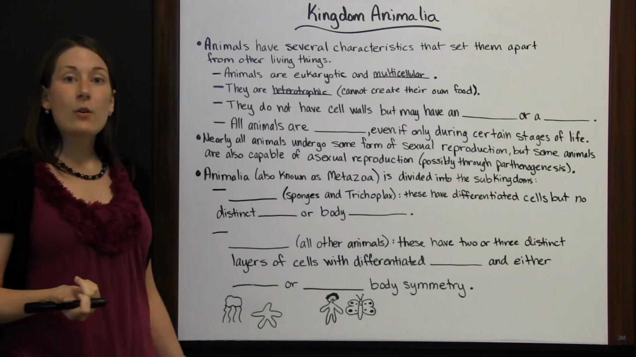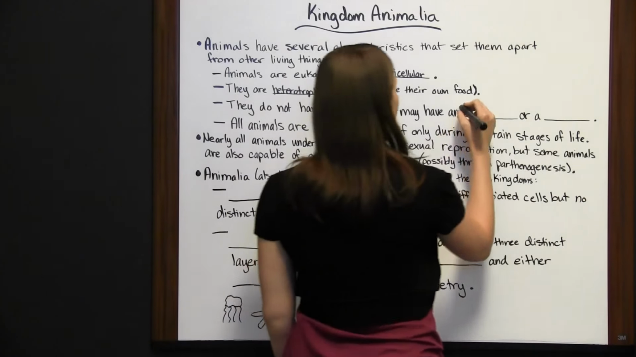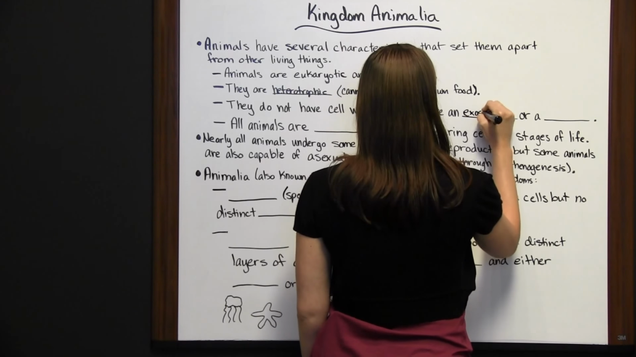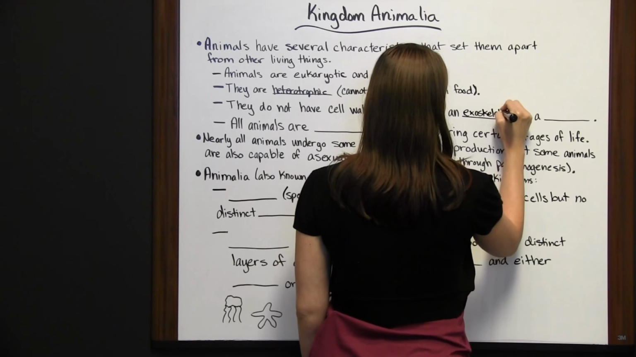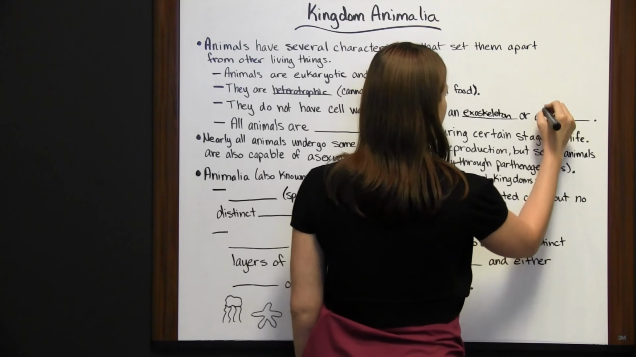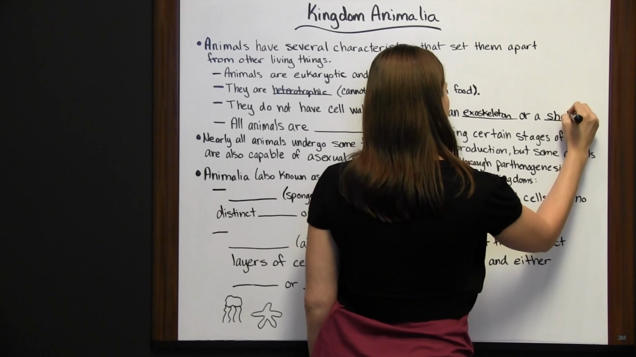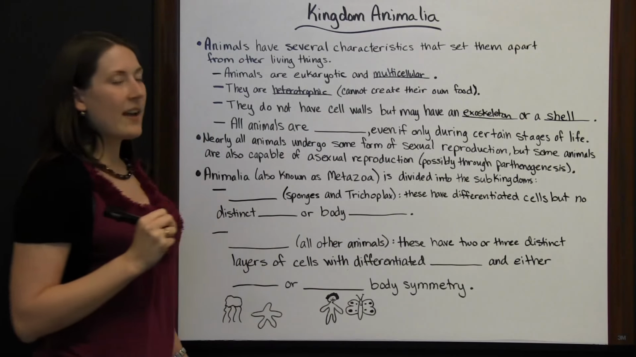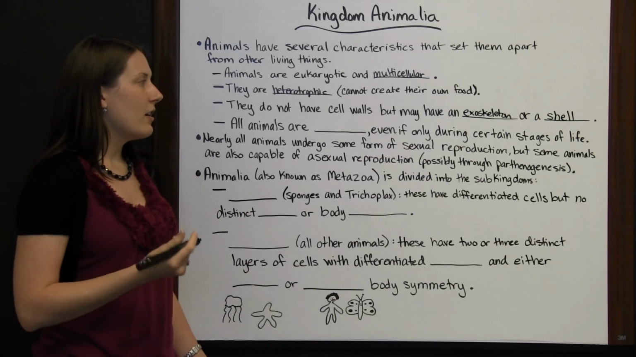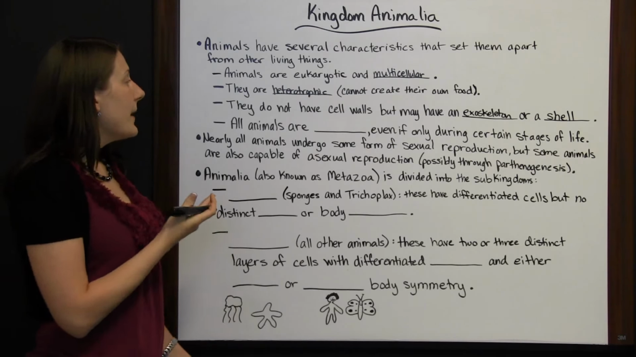Animals do not have cell walls, but they may have an exoskeleton, which is like a hard skeleton they secrete onto the outside of their body, or a shell. Now, they don't have to have that. Obviously, we don't have a hard exoskeleton or a shell, but some animals like your crawfish or lobsters would have an exoskeleton, or things like snails have a shell.